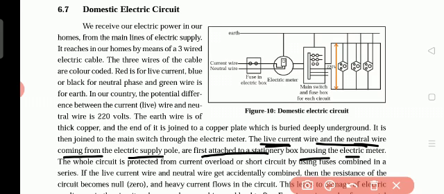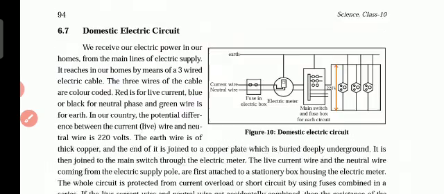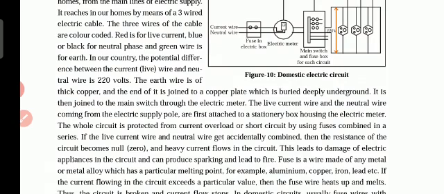Next, the whole circuit is protected from current overload or short circuit by using fuses combined in a series. So the fuse is connected in the main box. What is the use of the fuse? If the electric supply is more, the fuse automatically cuts off, so that it will not damage all the electric appliances in our house. Electric appliances means fans, bulbs or TV. These will not be damaged by using the fuse.